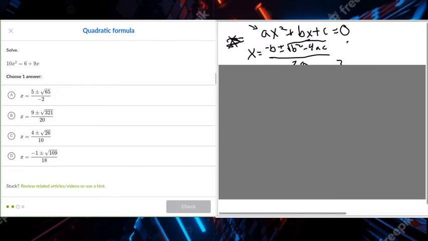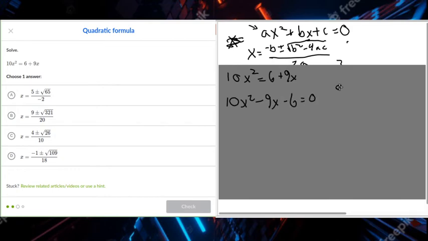Okay, here's our third problem. x squared equals 6 plus 9x. And I want to make sure I get it in the formula, this form: x squared, x, constant, equals 0. So I'm going to subtract 9x and 6 from both sides. I'm going to get 10 x squared minus 9x minus 6 is 0.